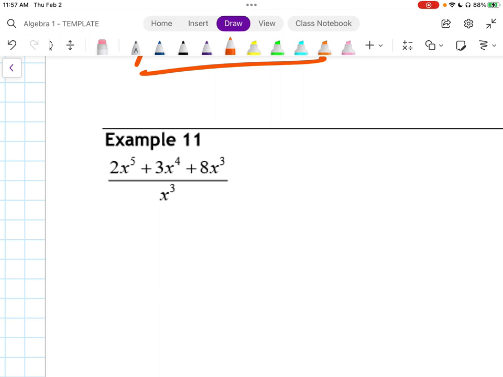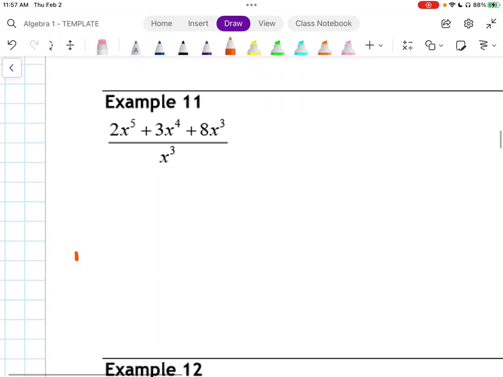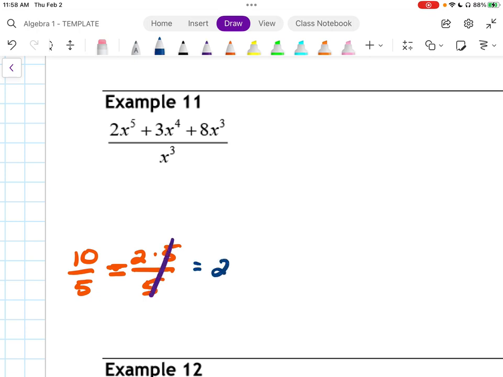Okay, so if we think about taking like 10 divided by 5, right? We can straight up divide those if we want, but let's kind of break that apart and think about what happens. We can take the 10 and we can say that it is 2 times 5. This is an equal sign. And then the 5 is on bottom. Then the 5's cancel and we're left with 2. Okay, that idea there with the 5's canceling, that's what we're going to try to do here.